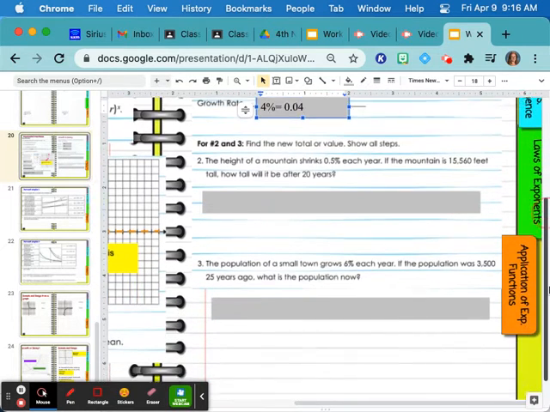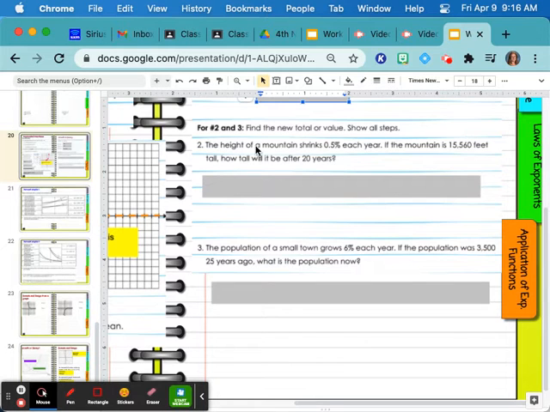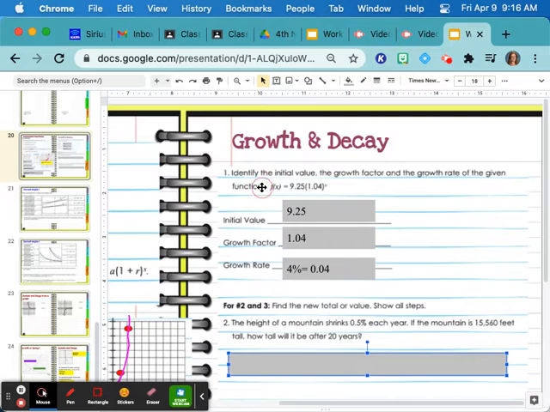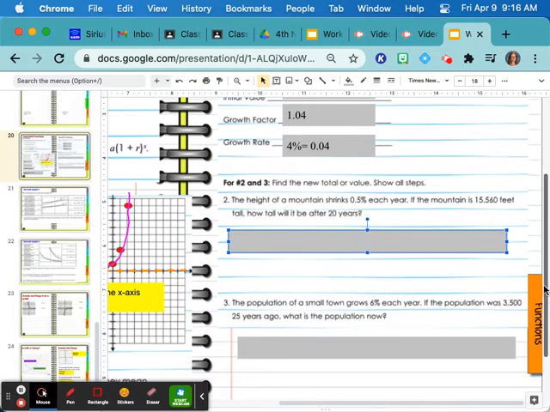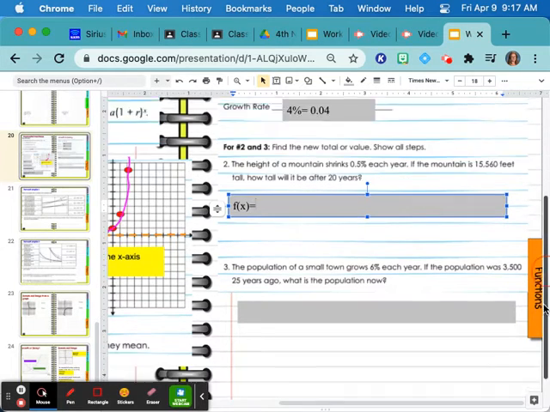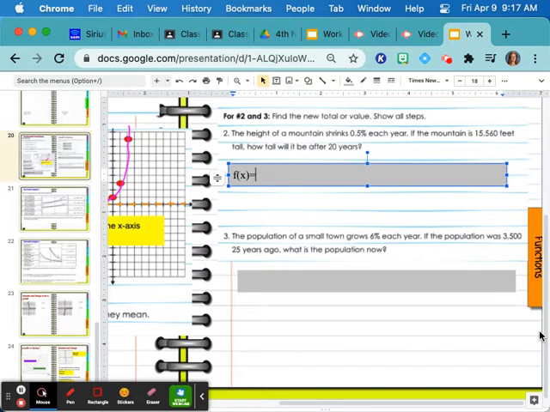Let's look at problems 2 and 3. The height of a mountain shrinks 0.5% each year. If the mountain is 15,560 feet tall, how tall will it be after 20 years? We can draw or write our function. So let's do f of x equals. To write the exponential function, we would write our initial value times our rate raised to the x power. Or our initial value, our start.